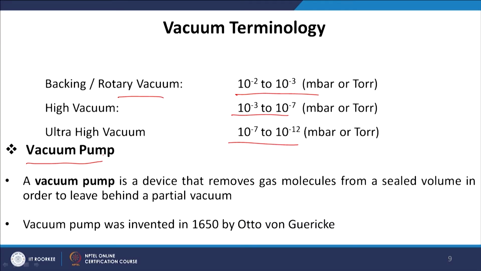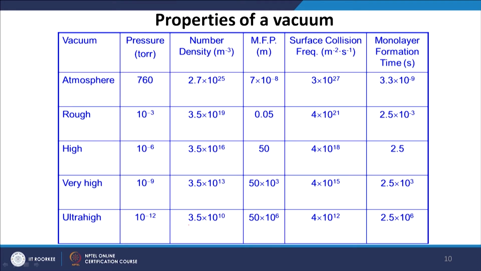A vacuum pump is a device that removes gas molecules from a sealed volume in order to leave behind a partial vacuum. The vacuum pump was invented in 1650 by Otto von Guericke. So, it was invented long back, in 1650. Now, you look at some of the properties in a reduced pressure.